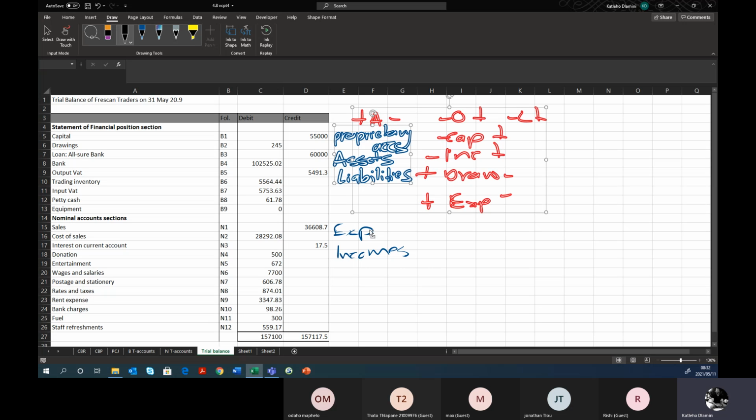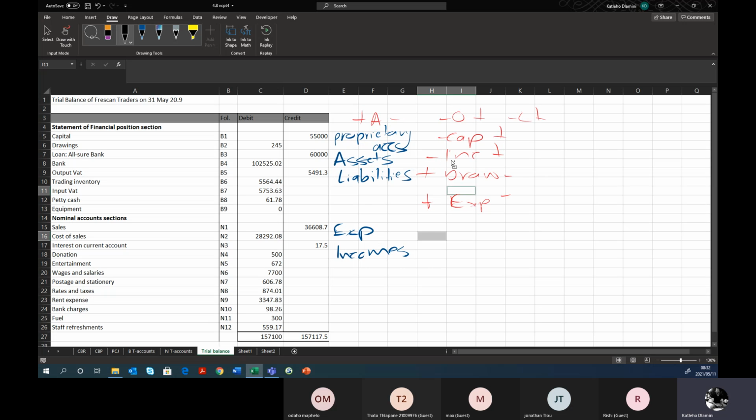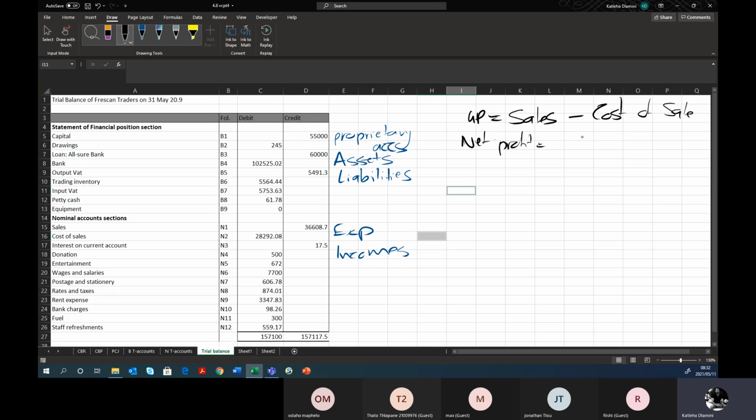To remove all of this, okay, maybe just this. Your gross profit is equal, I'm giving it away, but it's fine, to sales minus cost of sales. Your net profit is equal to gross profit plus other incomes minus expenses or other expenses. Obviously your cost of sales is an expense. So these are the rest of them, other expenses.